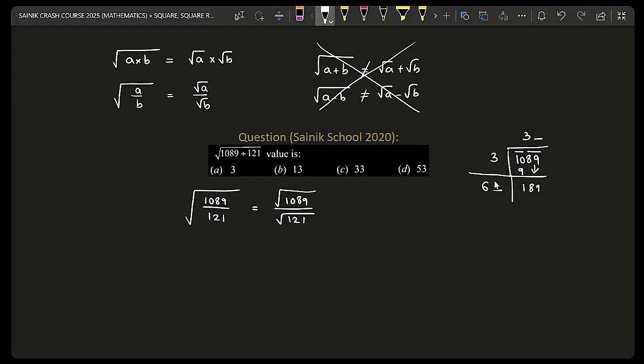63 into 3, you are going to get 189, right? Then subtract, you'll get the remainder 0. So what is the square root of 1089? 33. Yes, so here you can write 33 now. Root 121 we remembered already. What is root 121? 11.